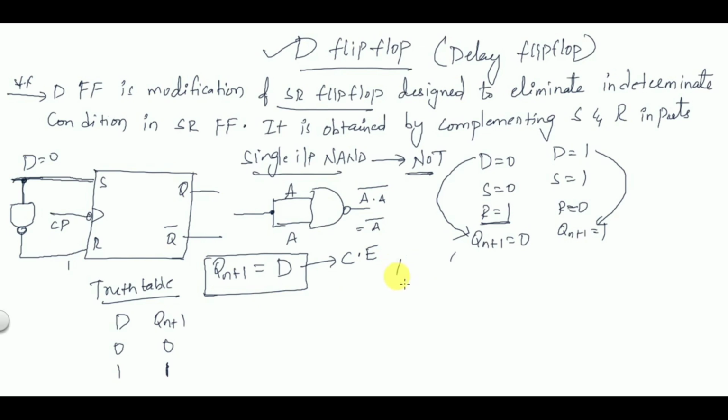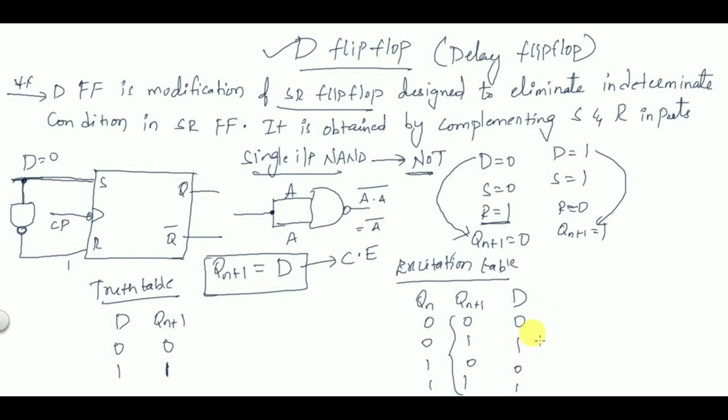If you want to write the excitation table of D flip-flop, first of all you have to write Qn and Qn plus 1: 0 0, 0 1, 1 0, 1 1. The characteristic equation is D is equal to Qn plus 1, so we get the same values for D: 0, 1, 0, 1. Okay, so this is how you can write the excitation table, and this is the characteristic equation, and this is the truth table, and this is the explanation of D flip-flop.